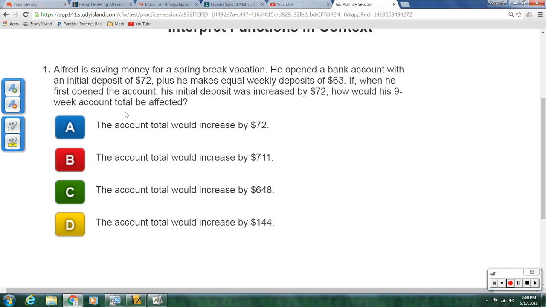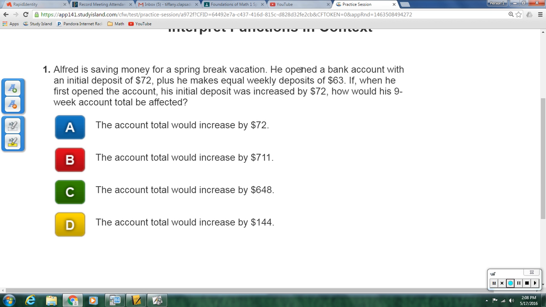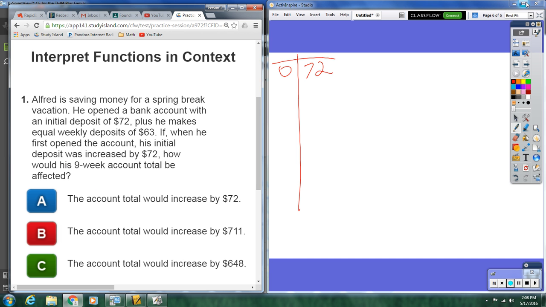How are we going to do that? All right, let's think about this common sense wise. He starts out with $72, right? After 0 weeks. And every week after that he deposits $63. So after 1 week, how much does he have? What's 72 plus 63? I'm adding 63 each week, right? 135. All right, after 2 weeks.